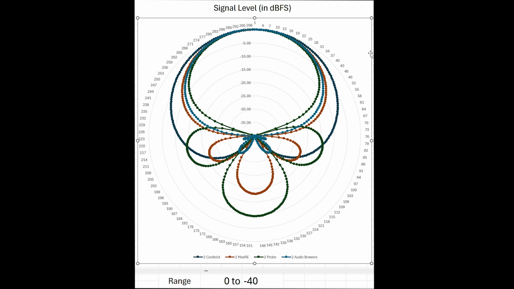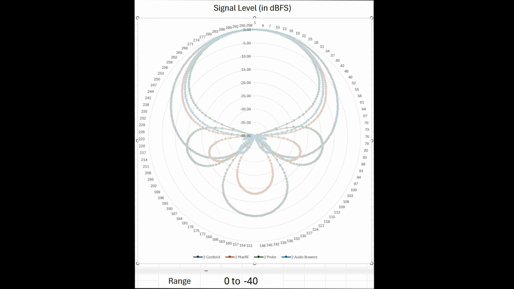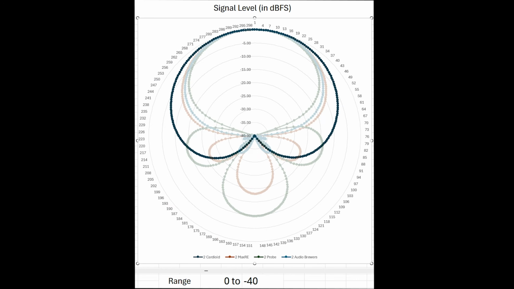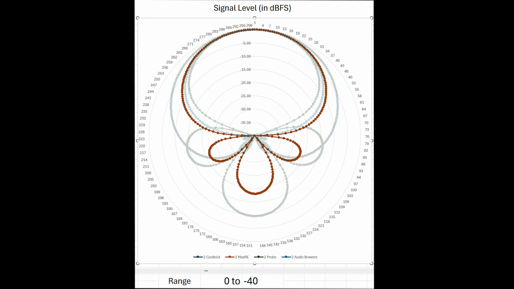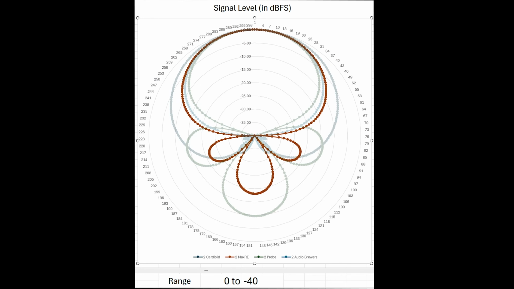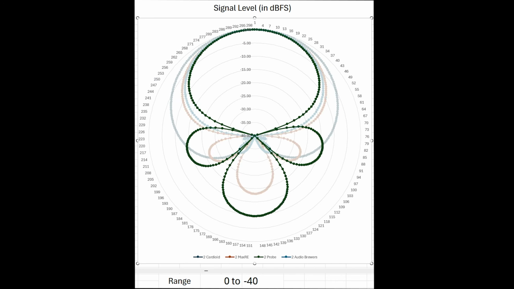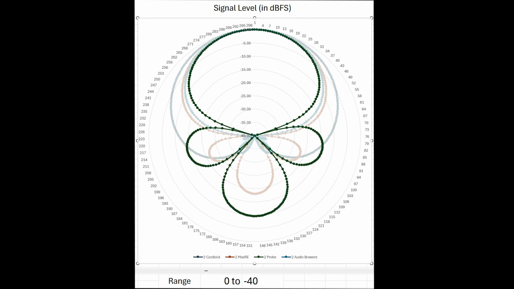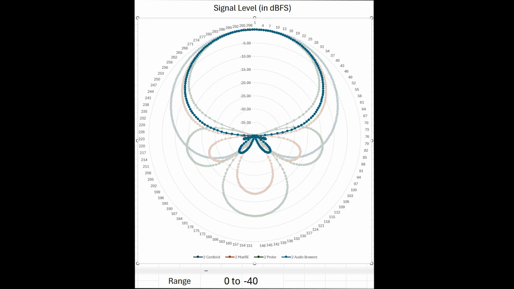40 decibels range. Now let's explore the different algorithms that exist again. You have the cardioid, which is again a very big blob. You have the max 3, which is smaller, and then you have these blobs happening on the sides. Then you have the probe, which has a really, really large blob behind and on the sides, and then you have Audio Brewers. These are the blobs of Audio Brewers beam in second order.